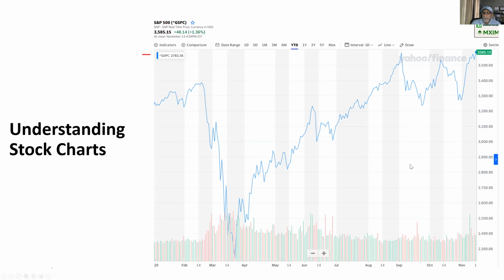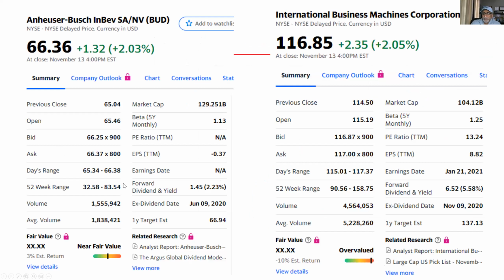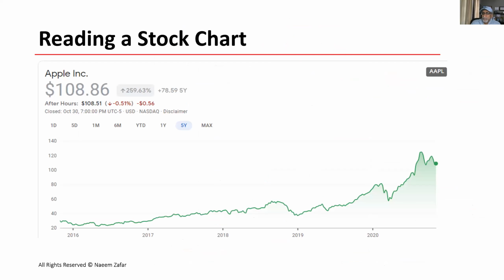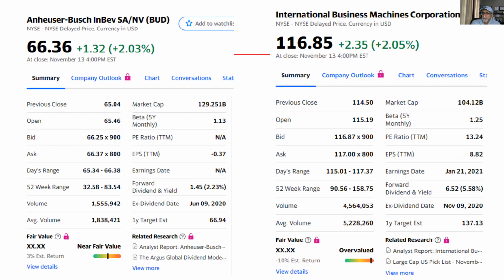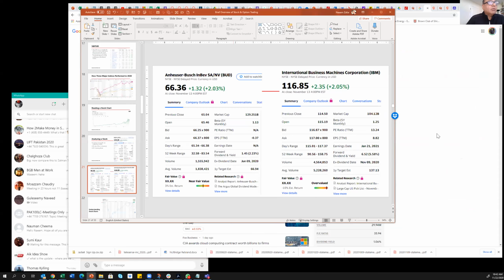Naeem Saab, another question. The charts you were showing previously for Anheuser-Busch and IBM, at the very bottom it shows estimated return. Is that based on dividend and potential price change? Is that how they calculate that? I think so. But this says view details, so we can probably go there and look at that in real time.